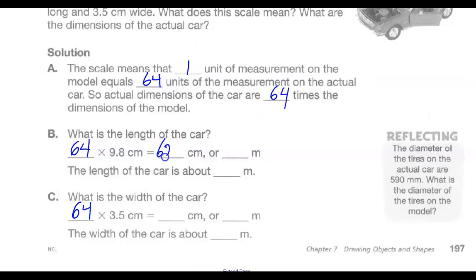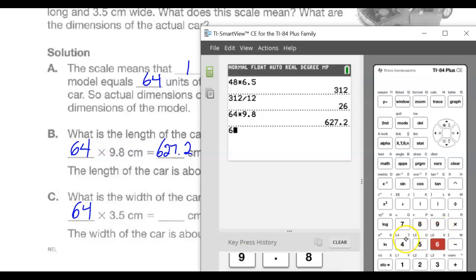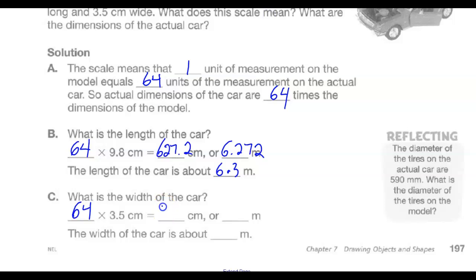627.2. In meters, we would move 2 decimals, so 6.272. So about 6.3 meters if we go to 1 decimal place. And then 64 times 3.5, 224, which is 2.24 meters, so about 2.2 meters.